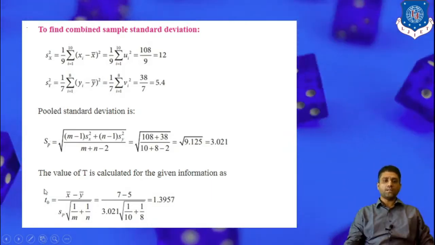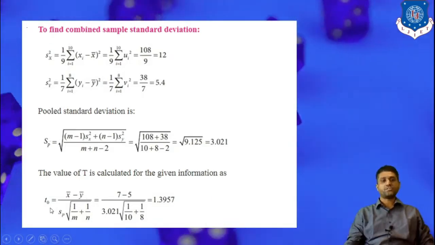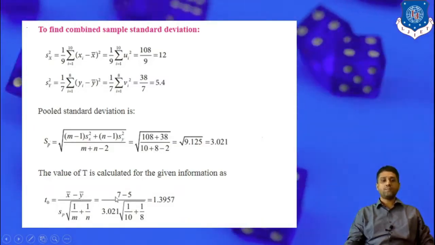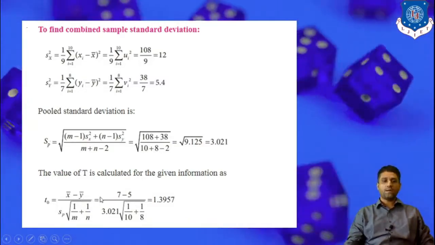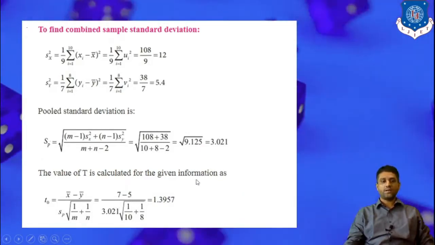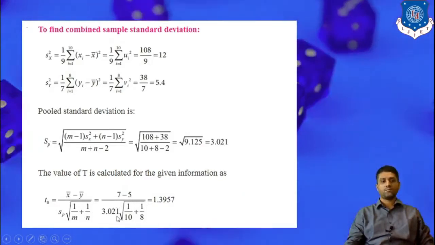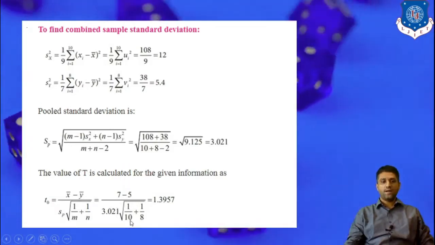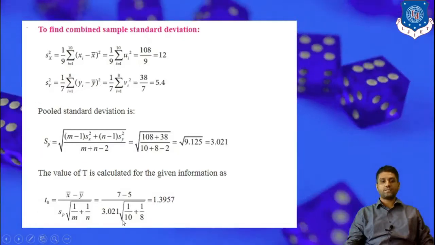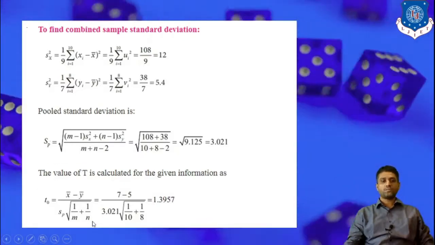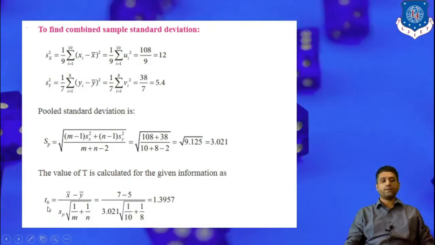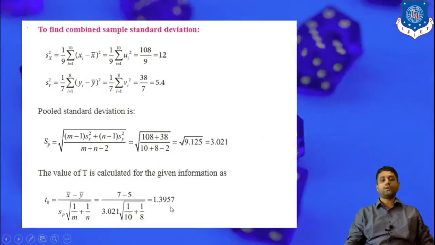So we plug all these values into the t statistic, that is, t is equal to x bar minus y bar, where x bar is the sample mean for batch 1 and y bar is the sample mean for batch 2, that is 7 minus 5, upon the standard deviation, 3.021, times the square root of 1 upon m plus 1 upon n, where m is the total number of observations in batch 1, that is 10, and n is the total number of observations in batch 2, that is 8. By solving this, we get the observed t value as 1.3957.